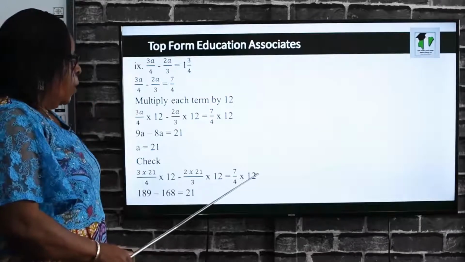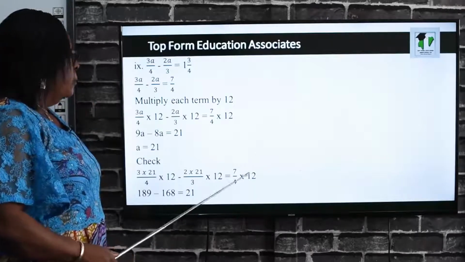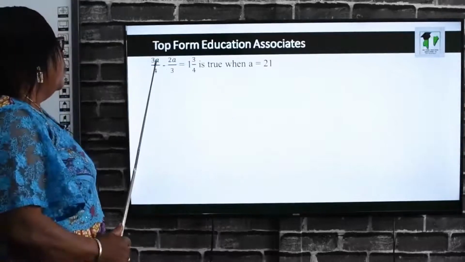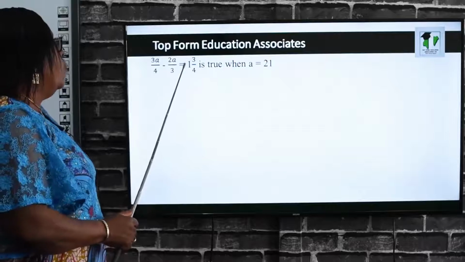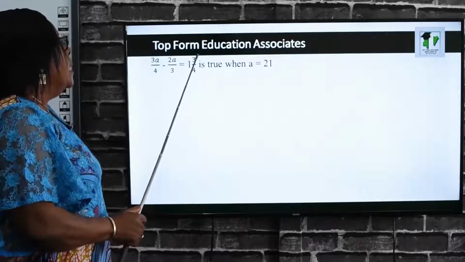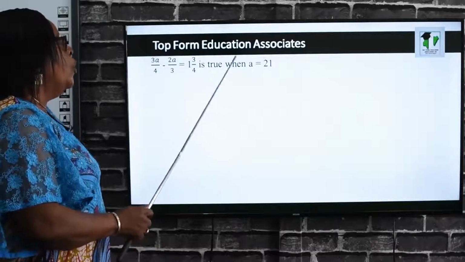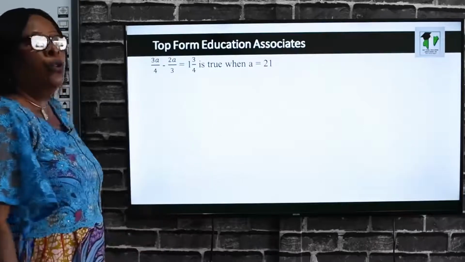Here, 4 into 12 is 3. 3 times 7 is 21. Therefore, 3a over 4 minus 2a over 3 equals 1/3 is a true statement only when a is equal to 21.